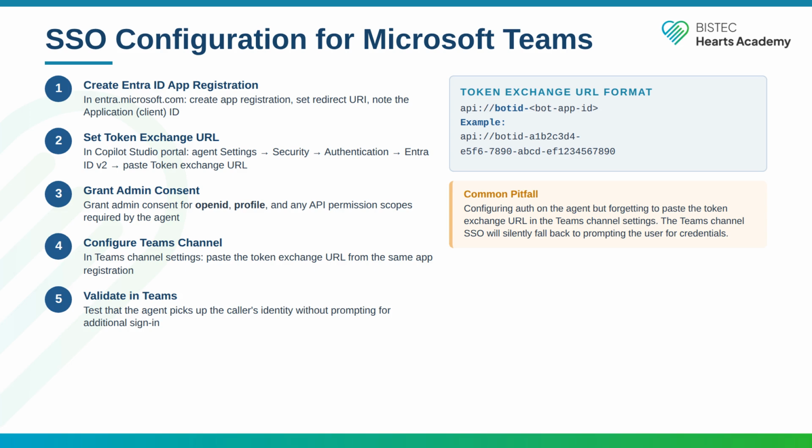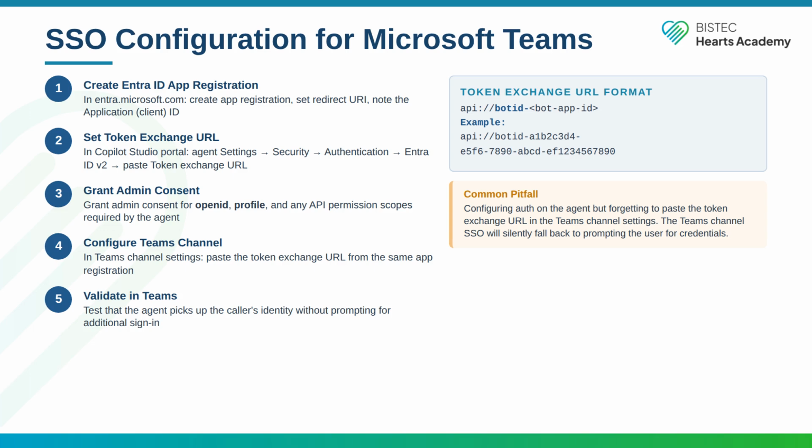Step 3. Grant admin consent. In the app registration, grant admin consent for the OpenID and profile scopes at minimum, plus any additional API permissions the agent requires. Admin consent prevents individual users from being prompted to consent to permissions. In an enterprise context, user consent prompts are a poor user experience and a governance gap.